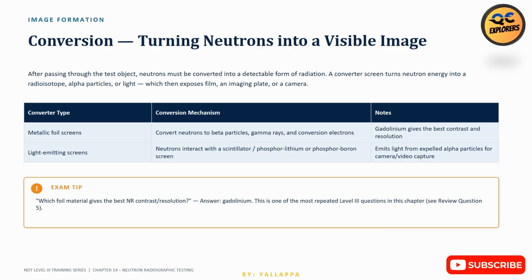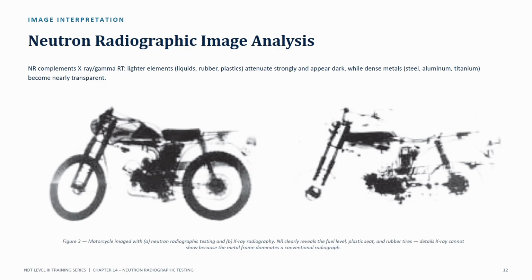Now that we understand how the image is created, the next step is learning how to interpret that image correctly and recognize the unique features that distinguish neutron radiographs from conventional X-ray images. Now that we've learned how neutron radiographic images are produced, let's focus on one of the most important skills you'll develop as an NDT professional: image interpretation. Remember, producing a radiograph is only the first step. The real value of any inspection lies in the inspector's ability to correctly interpret what the image is telling us.